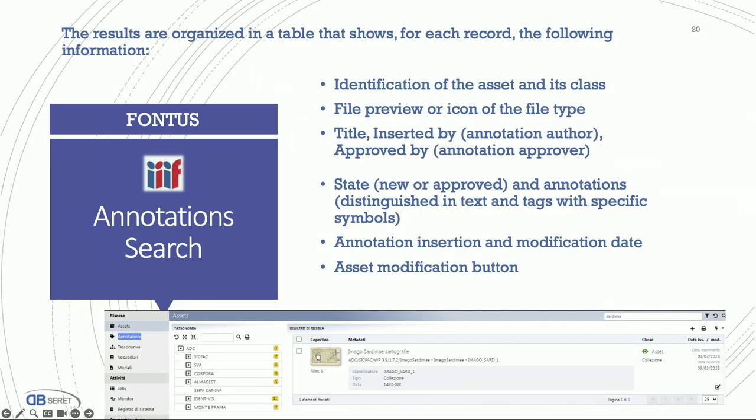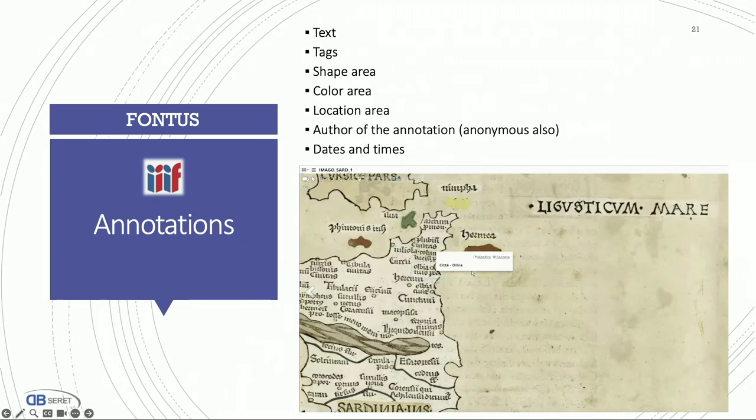Annotations written by an anonymous, unauthenticated user can be approved by moderators, and we have a workflow of approval for the annotations before they are published. The annotations are stored in Fontos. For each one, we store text, tags, shape area, color area, and so on.